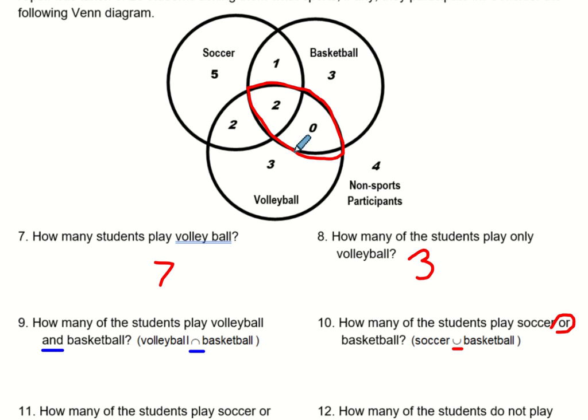The question basically is how many numbers are in there? Well, we have 2 and 0, which is just 2. So there are 2 students who play volleyball and basketball. Again, when you see and, that's talking about an intersection, or where they overlap in a Venn diagram. Now when it says or, it says how many of the students play soccer or basketball. So now we're looking at soccer and basketball.